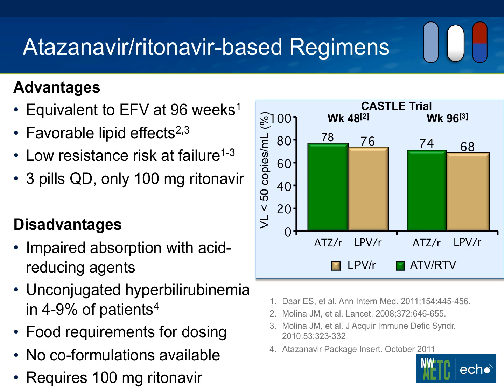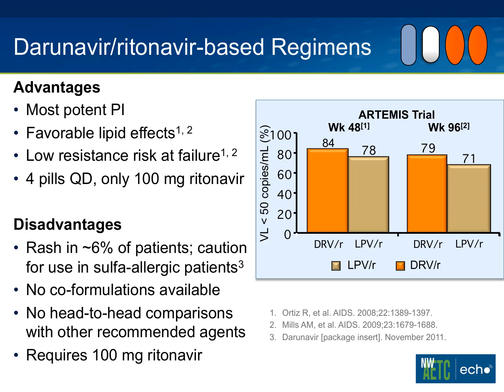Secondly, there is unconjugated hyperbilirubinemia, which is an asymptomatic condition and stops upon cessation of the drug, but this does happen in up to 10% of patients, and for some people, it actually can be disturbing if they are in front of a camera for their work, or if they're a host at a restaurant, or if they just don't like the scleral icterus that can come along with this. There are some food requirements for dosing. There are no real co-formulations available, so you have to take this separately. And again, does require ritonavir, which in some cases is enough to cause enough gastrointestinal side effects for people not to want to take this regimen.